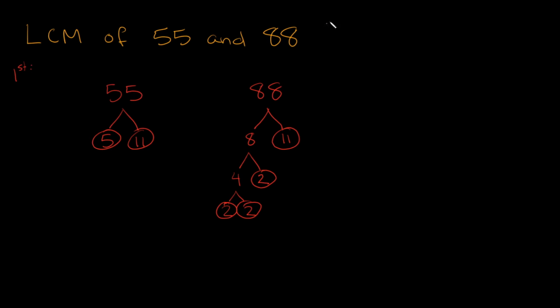Now we're gonna move on to the second step, and remember, the second step is gonna be multiplying out these prime factors. And a little tip for when you're multiplying out these prime factors: whichever number between these two has more prime factors, list that one first. So for example, how many prime factors do we have for 88? We have 1, 2, 3, 4. How many prime factors do we have for 55? 1, 2. So I'm gonna list the prime factors for 88 first.